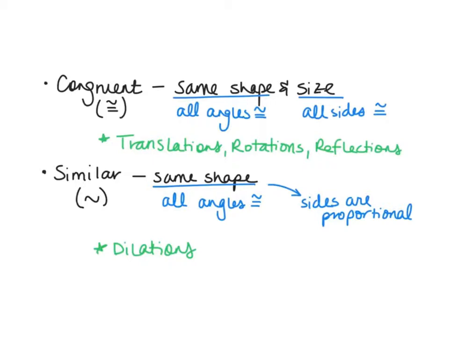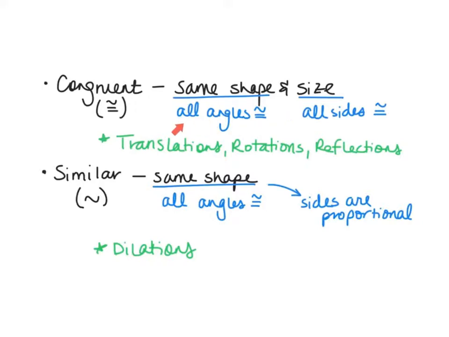So congruent, these are where you really need to start your notes. Congruent is something that is all the same shape and size. So specifically, it's all the angles being congruent that make it the same shape. The sides being congruent is what make it the same size as well, right?